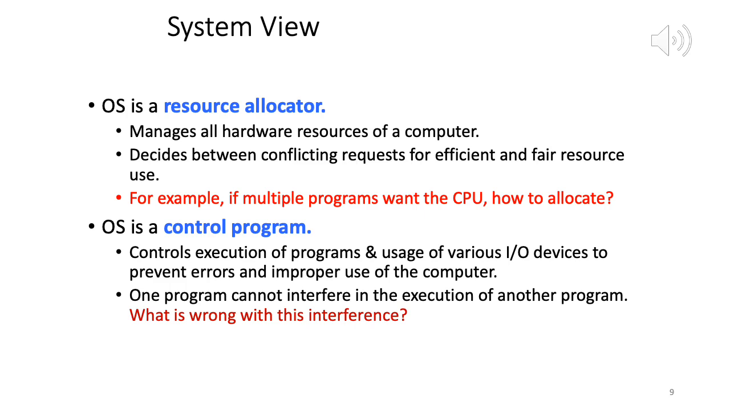A resource allocator, which means that we have a set of hardware resources, right? CPU, memory, I/O devices, disks, and so on. So it looks at the OS as a resource allocator, allocating those resources to user programs. So managing all the hardware resources of a computer, deciding between conflicting requests for efficient and fair resource use, right?